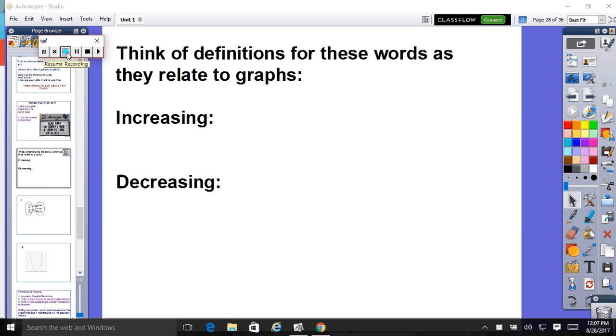Someone talk to me about what increasing and decreasing is in your terms. Okay. So you could increase or decrease the value if you're looking at values. Tell me what it means in terms of graphs. Increasing by 1, increasing by 2, you can increase at a steady rate, right? What would that look like on a graph?